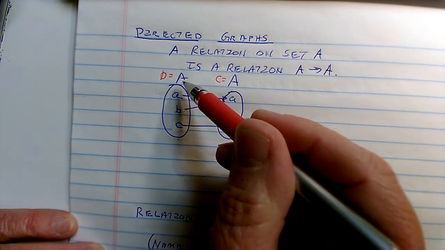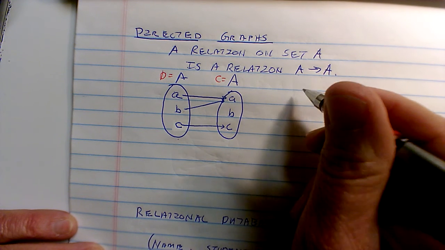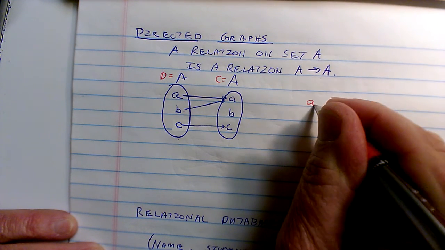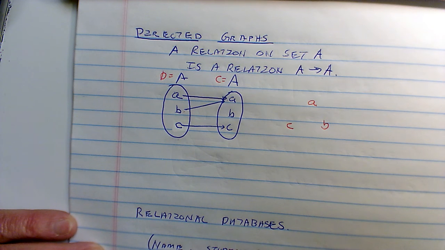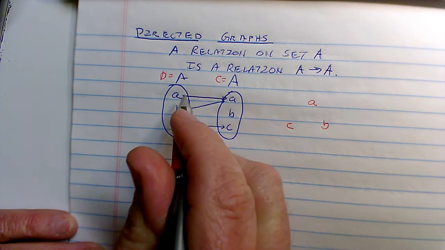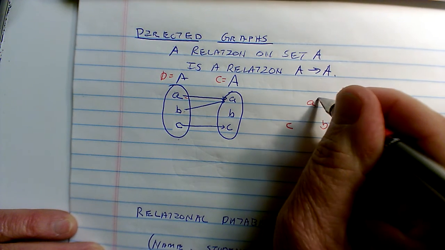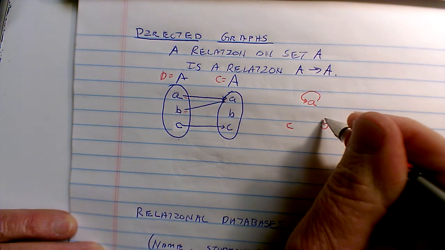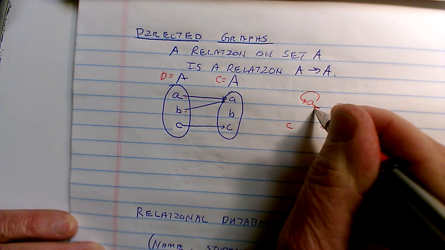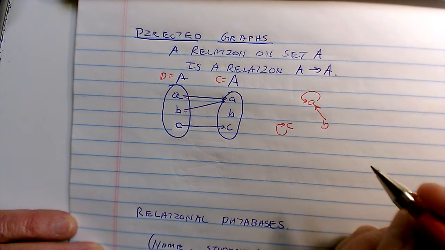Well, when you have the domain and the codomain being the same thing, you can draw a picture of this a different way. Let's just put the three elements A, B, and C here on the plane without having a circle around it or anything. We drew an arrow from A to A here. We can do the same thing drawing an arrow from A to A here. B goes to A. We can draw an arrow from B to A. C goes to C, so we can draw an arrow from C to C.